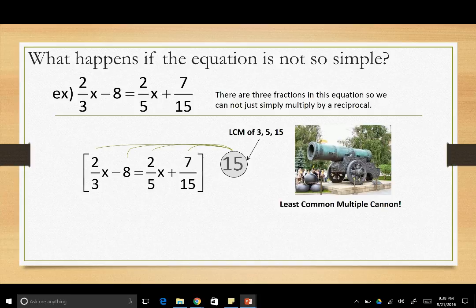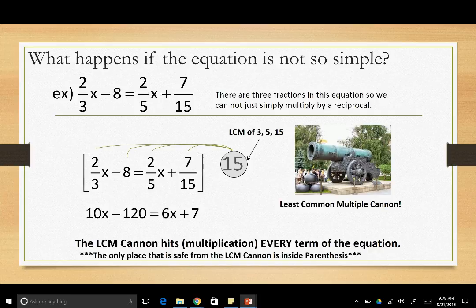So we fire the 15 into our equation. What we're actually doing when we say fire the 15 is multiplying the least common multiple of 15 by each term: the 2/3 x, the minus 8, the 2/5 x, and the 7/15. And when that happens, notice what we end up with: no fractions. 15 times 2/3 is 10. 15 times 2/5 is 6. And 15 times 7/15 is 7. We have now eliminated all of the fractions in our equation by canceling those denominators using the least common multiple of 15. And now I think we have an equation that we're pretty comfortable solving.